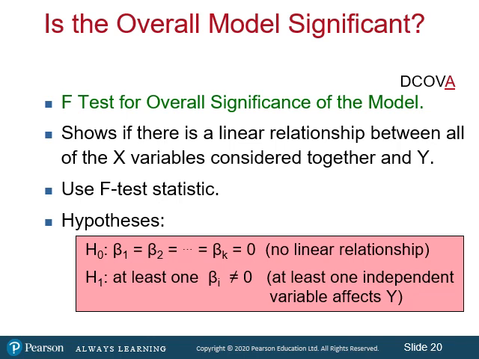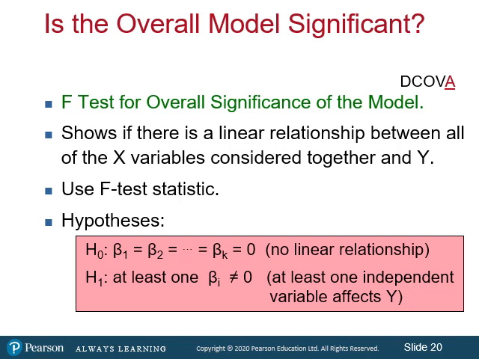Before we assess all other values, the most important table that we will look at is the table called ANOVA. In the ANOVA table, they will give you an F test. The F test is to test whether the overall model is significant. So this F test shows if there is a linear relationship between all the independent variables considered together and the dependent variable, which is your Y.